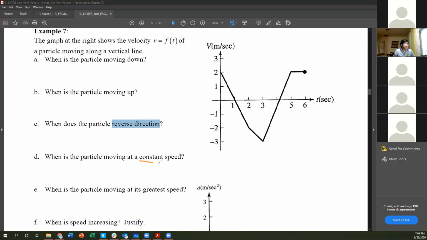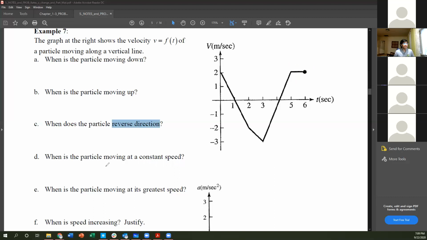When is the particle moving at a constant speed? What does constant speed mean? Acceleration is 0. Constant speed means, oh, sorry, you're absolutely right. Acceleration is 0. But in terms of velocity though, what's true about the velocity? The absolute value of the velocity is the same over an interval. So I was thinking in terms of acceleration, the only time that happens is here, right? From 5 to 6. When acceleration is 0, that means that the derivative has to equal 0.